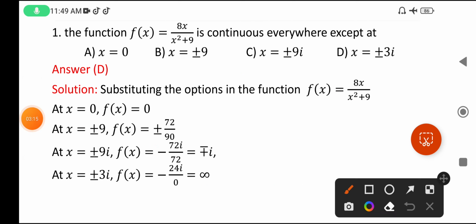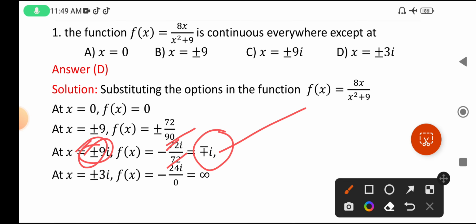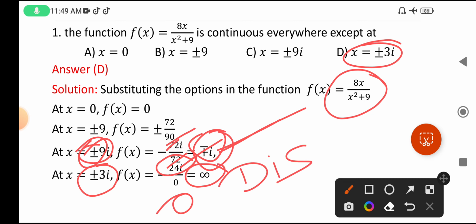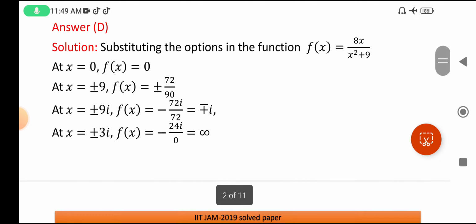Similarly, if you substitute ±9i, you get 72i by 72i; the 72 cancels, so you get ∓i. When you substitute plus or minus, you get the reverse, minus or plus. So here we are getting values. But if you substitute ±3i in this function, the denominator becomes 0, but the numerator gives 24, and something divided by 0 is infinity. So at this point it is discontinuous, not continuous. Okay friends, this is the first question.